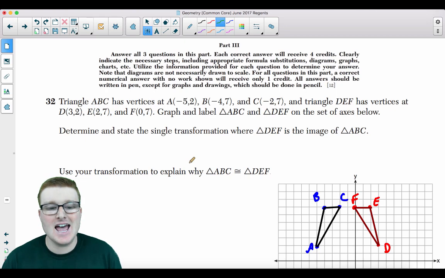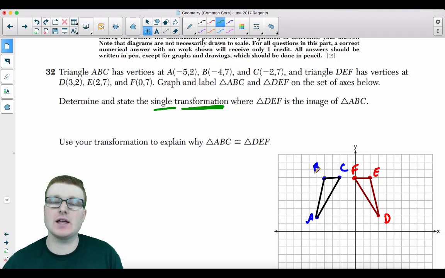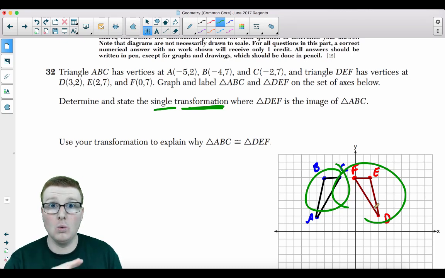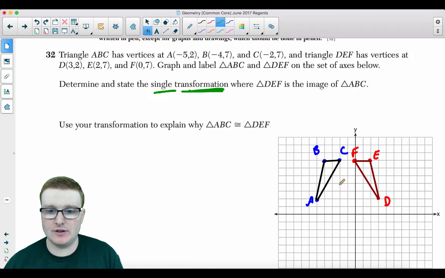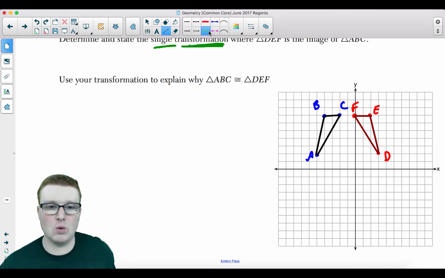Determine and state a single transformation where triangle DEF is the image of triangle ABC. They want to know, how do you get from here to here in one move? One move. Well, it's clearly a reflection because, again, orientation has changed, and it is a reflection over the vertical line x equals negative 1.